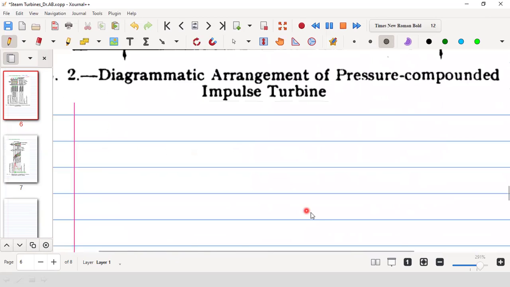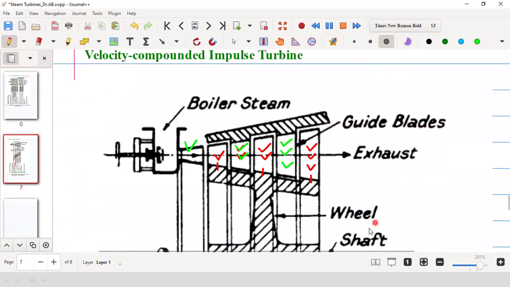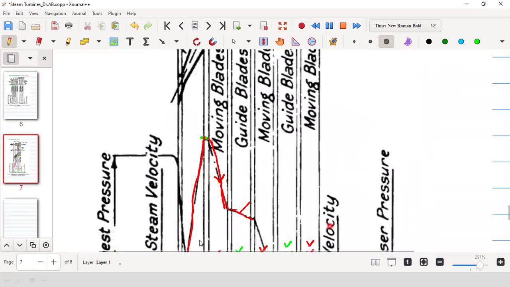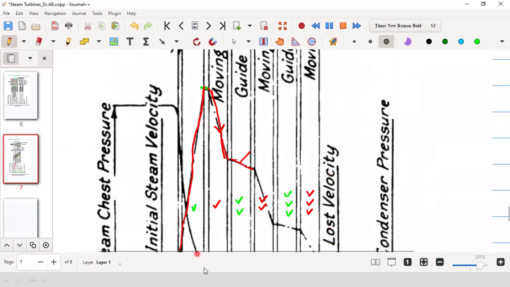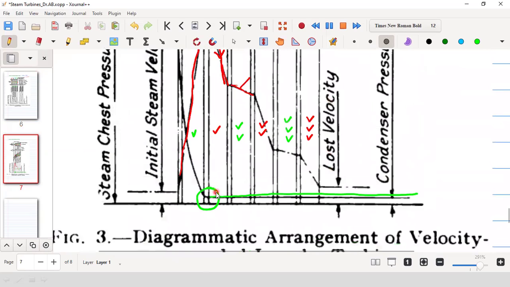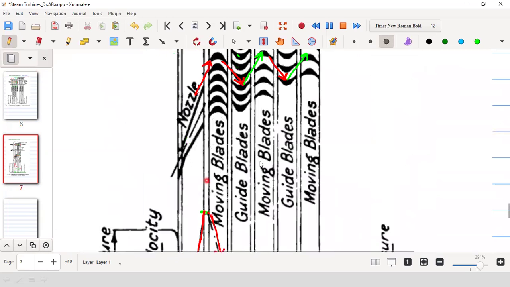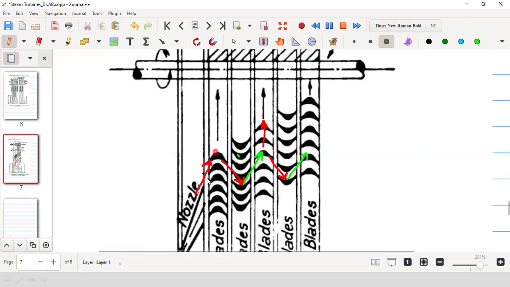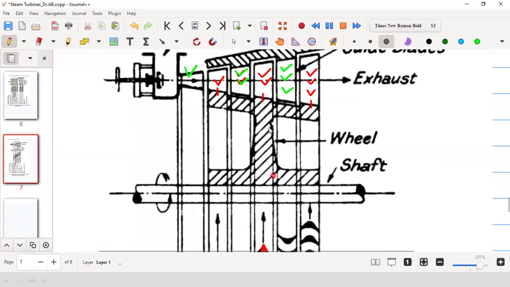But in case of velocity compounded turbine, you see that what is happening? The pressure reduction was done in one stage. So there is no question of further installing a nozzle. Only one nozzle was there. After that, there was only diversion of the steam by guide blades. So the moving blades are rotated by use of diverted steam using the guide blades or the fixed blades.